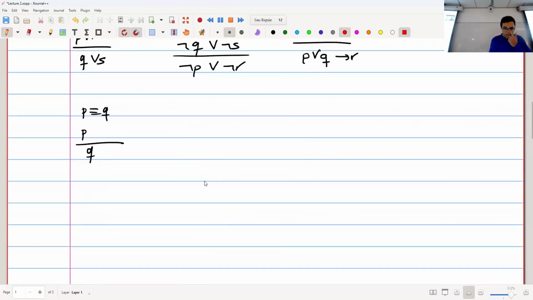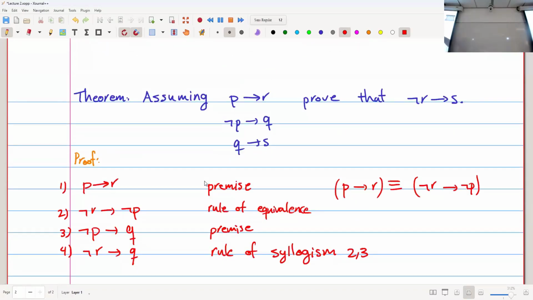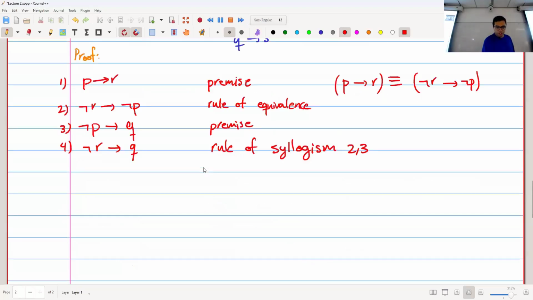Okay. But this is not what I wanted, right? I wanted to say not R implies S, but what I have here is that not R implies Q. But thankfully, I have this extra assumption or premise that I have not used yet, which is that Q implies S. So let's use that one.